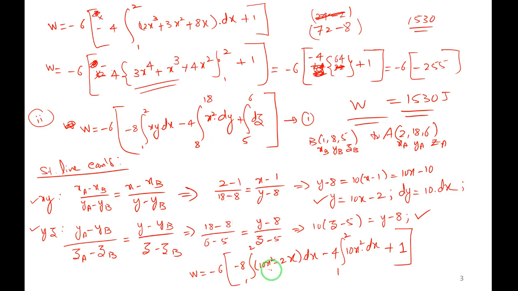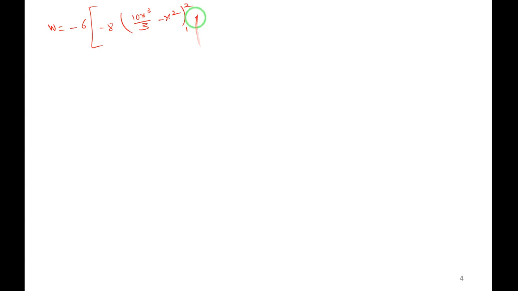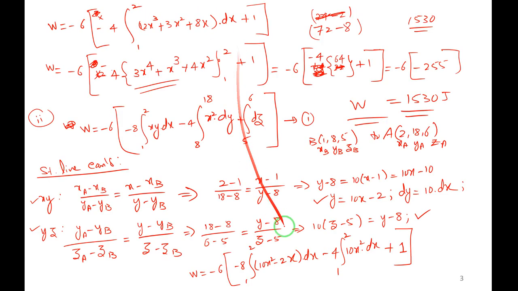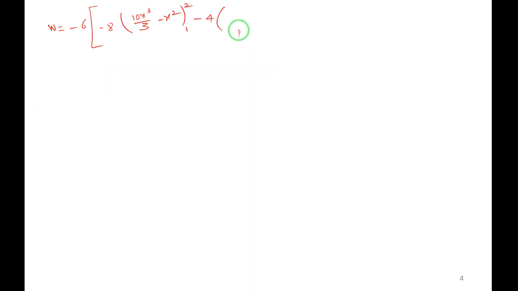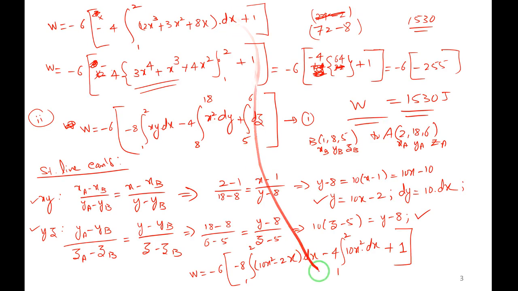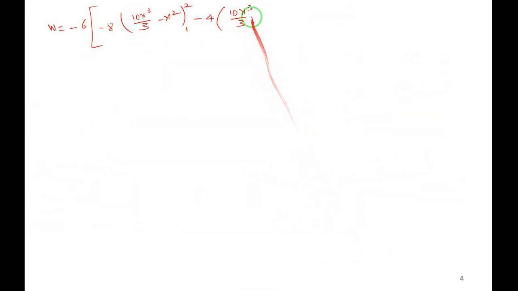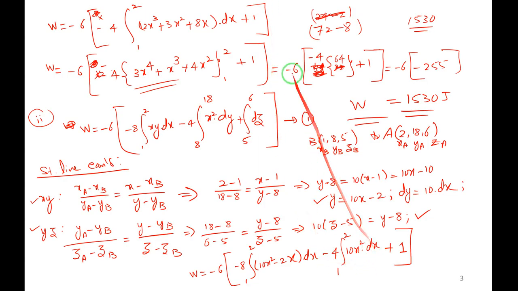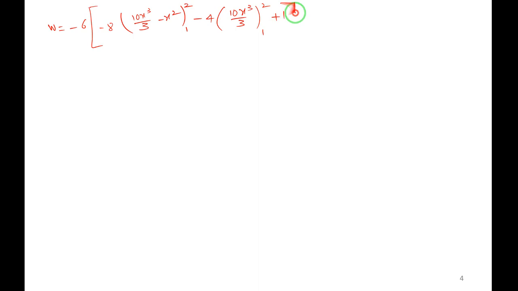Right? 10, it is fine, I am just cross verifying x square by 2, yes it is fine. Minus 4 next, minus 4 into 10x cube by 3, limits of x are 1 to 2, right, plus 1. I hope it is correct. Yes, so we'll solve this.